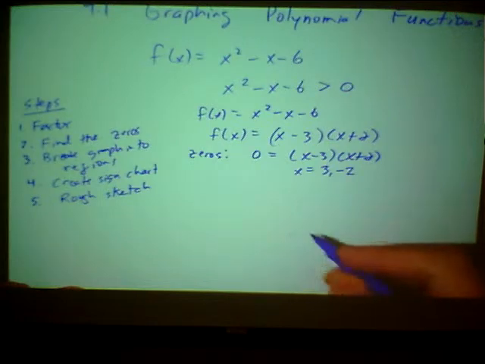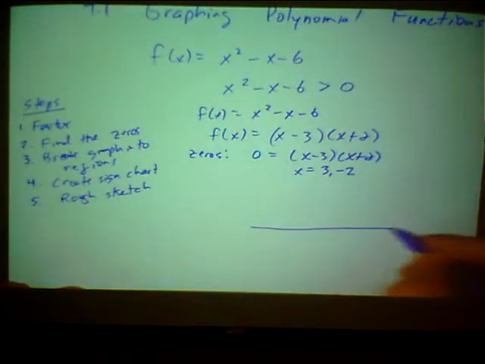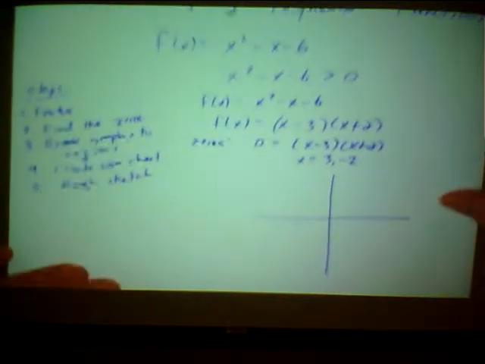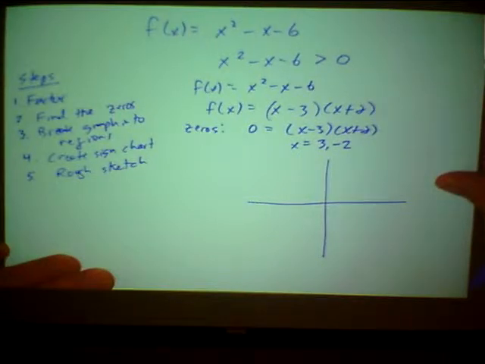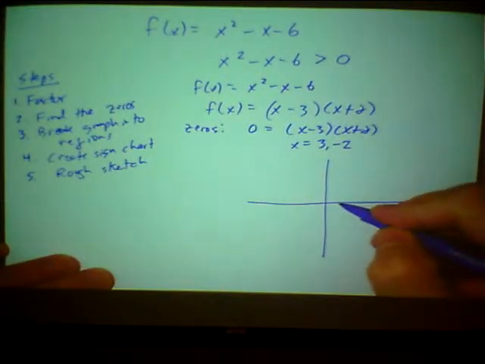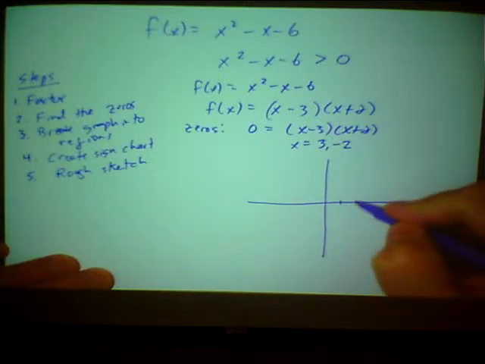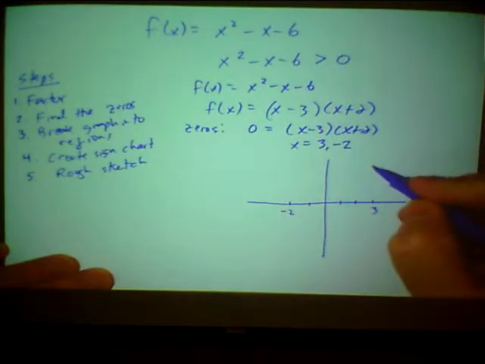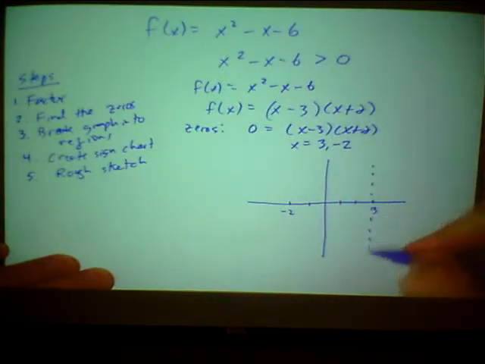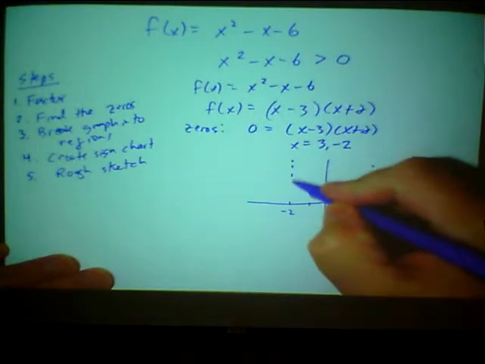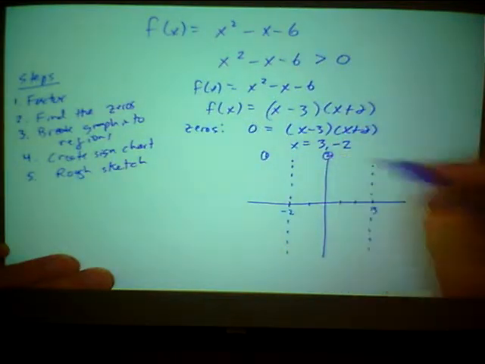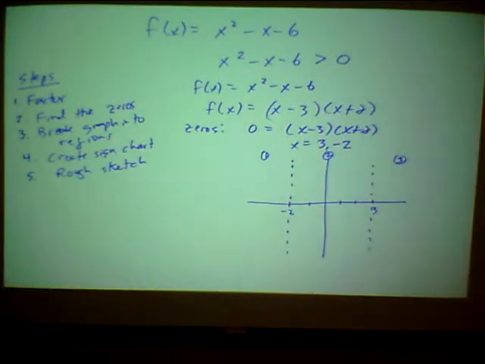So let me draw a graph here, and we'll eventually make our rough sketch. So at 3 and minus 2, I go ahead and just draw my dashed line through the zeros. And when I do that, I end up with a graph with 3 regions. And now I'm going to create a sign chart.